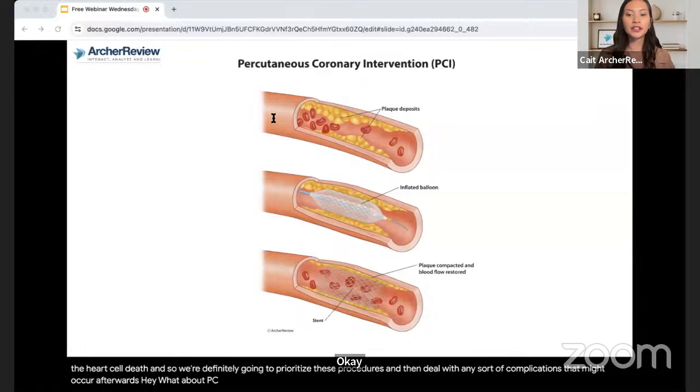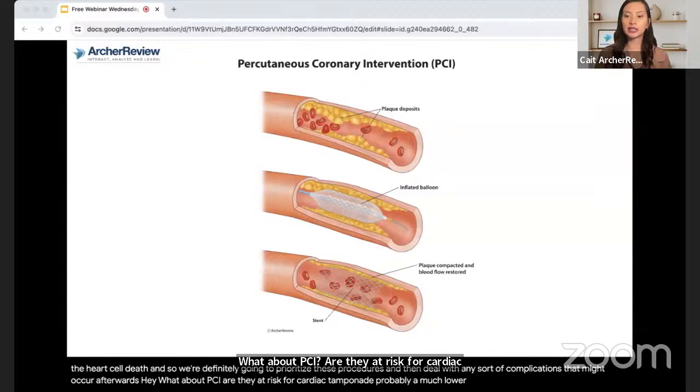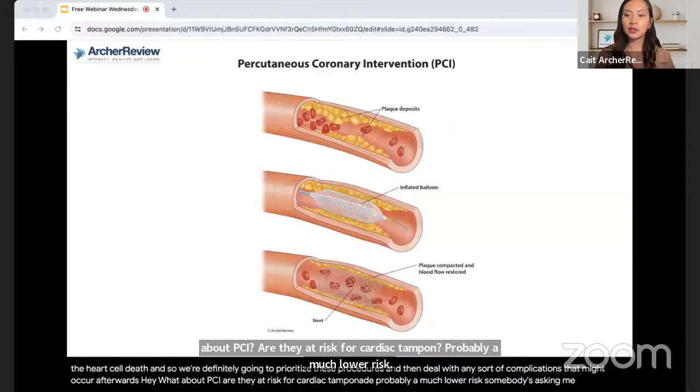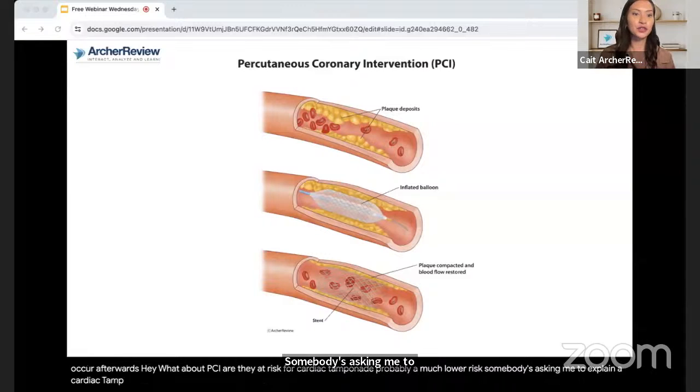What about PCI? Are they at risk for cardiac tamponade? Probably a much lower risk. Somebody's asking me to explain a cardiac tamponade for sure.